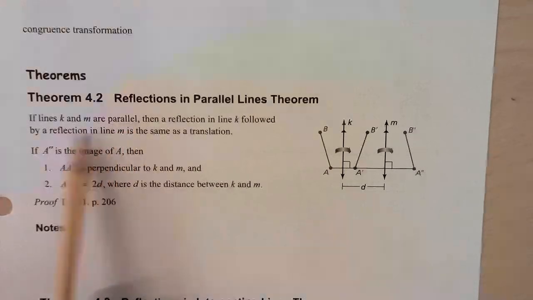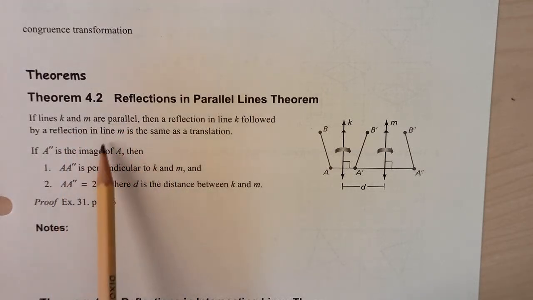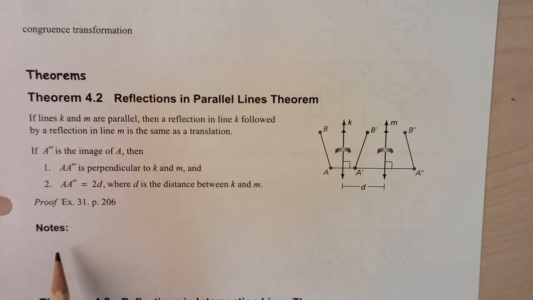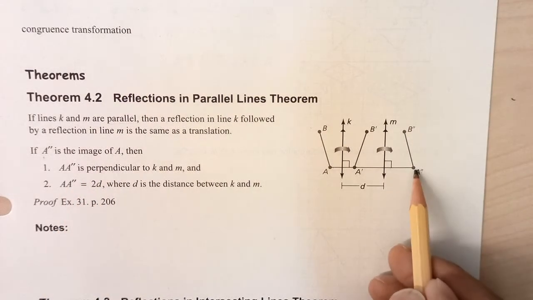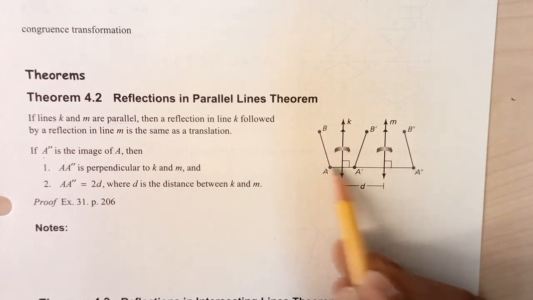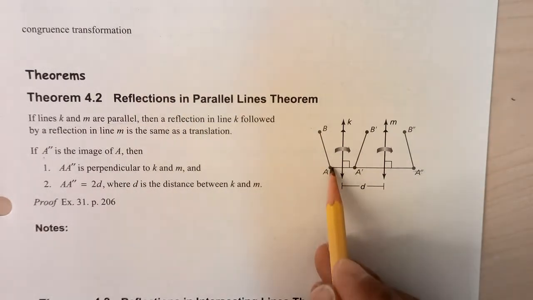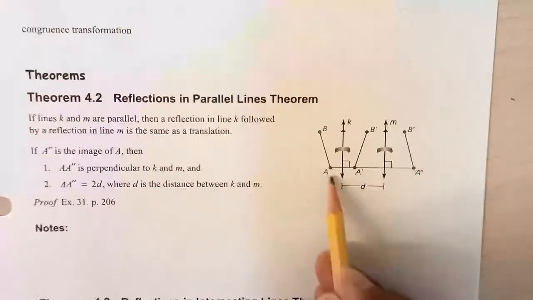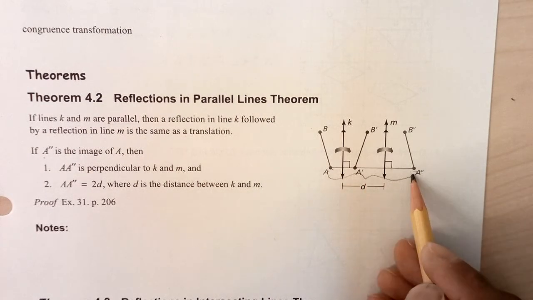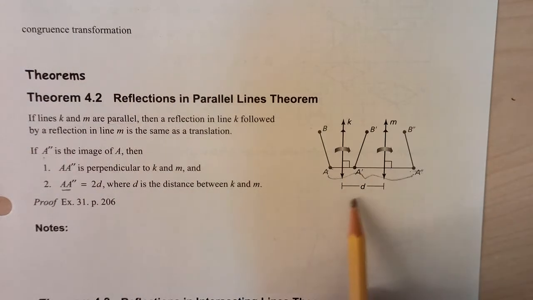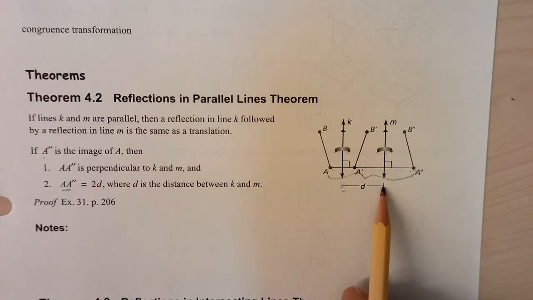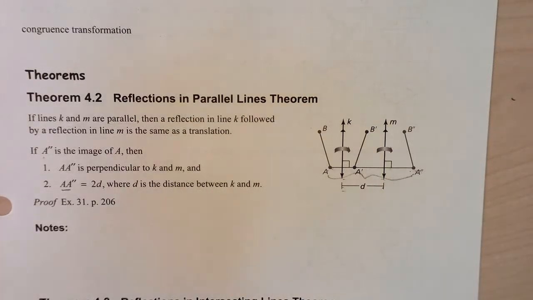If you're reflecting over two parallel lines, in this case again lines K and M, the reflection is the same as a translation. Okay, and then A double prime is the image of A. But it's also true that the segment A double prime A is perpendicular to both of the parallel lines. And then A to A double prime, that length right there, which is number 2 right here, is the same as twice the length of the distance between the two parallel lines.